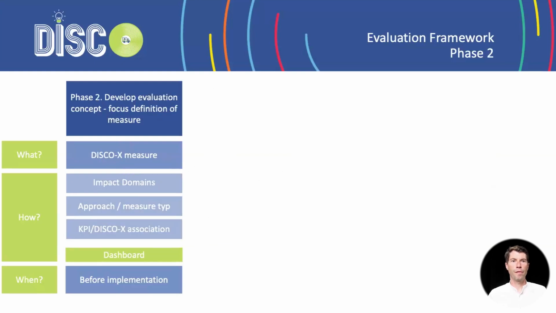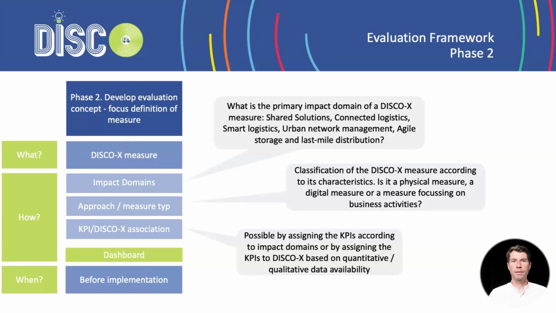Now let's move to phase 2. To categorize the DISCO-X measures, 5 impact domains were defined as part of the project. You already know these from Unit 1. These will now be used in phase 2 as an important structure element. In addition, the DISCO-X measures are categorized according to their characteristics.